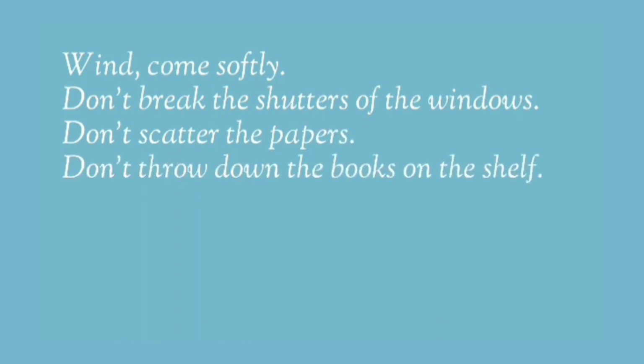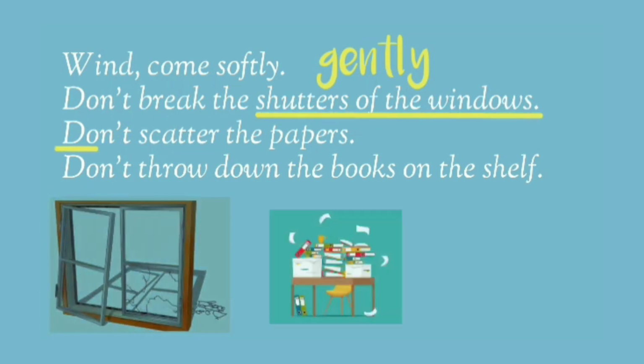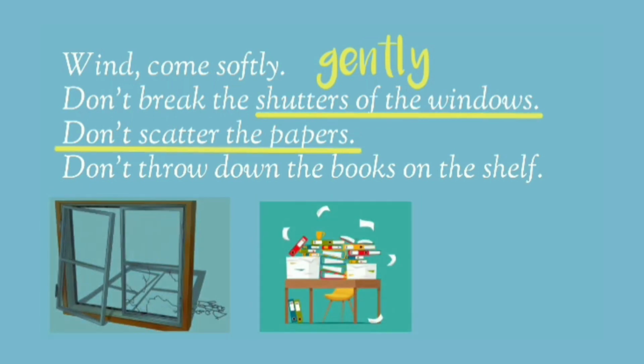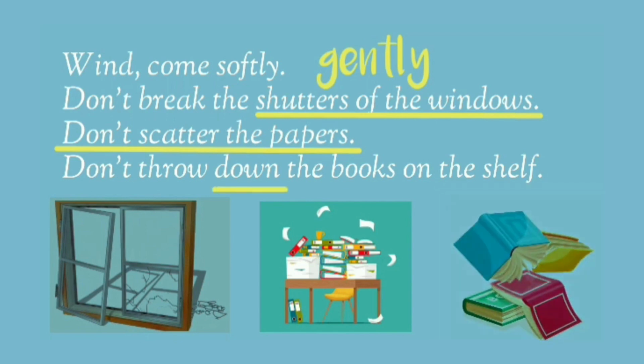The poem opens with the poet's request to the wind. The poet is addressing it directly. He wants the wind to blow gently so that the shutters of the windows are not broken and the papers are not blown out, because the poet is a writer and he doesn't want his papers to scatter. The poet also urges the wind not to throw books down from the shelf.